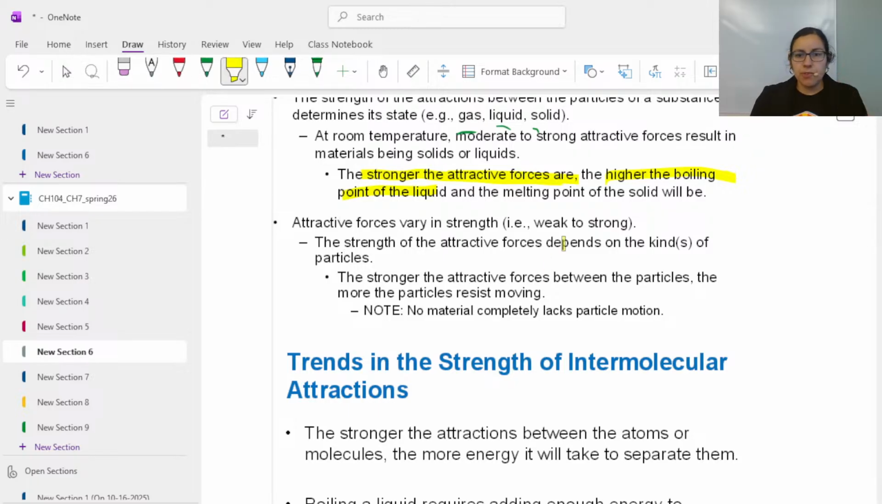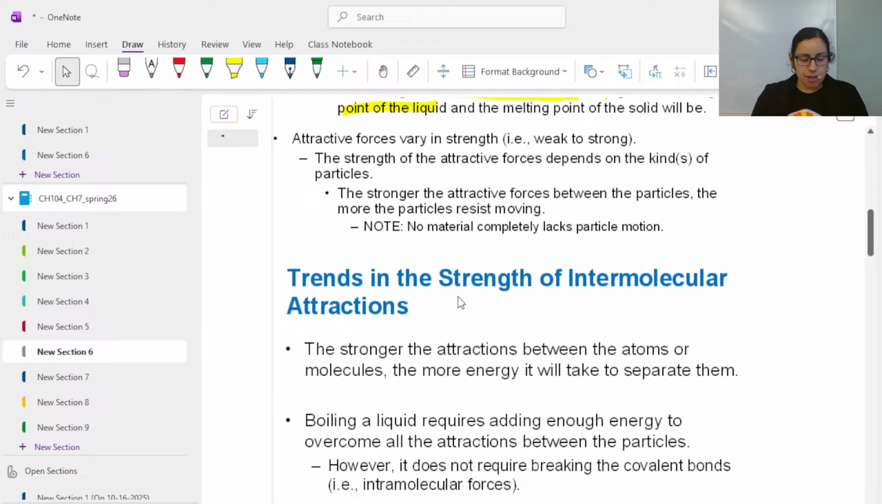These attractive forces vary in strength, so we'll see roughly how to organize and characterize them. The stronger the attractive forces, the more they resist moving, potentially making it a solid. And like we've stated, no material completely lacks particle motion. Absolute zero is our theoretical point where there's absolutely no particle motion, but otherwise we still have vibrations, and you still have your electrons floating around.